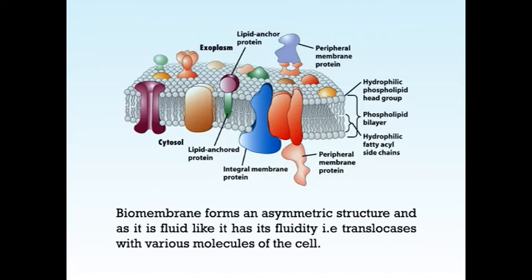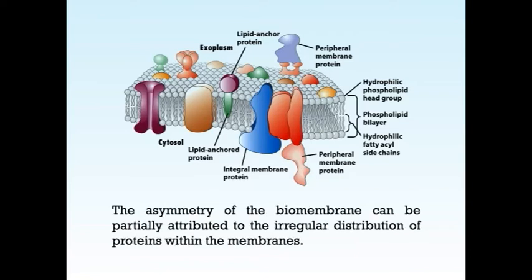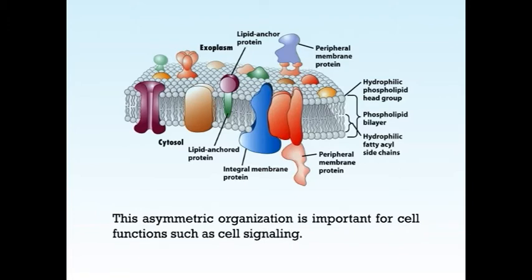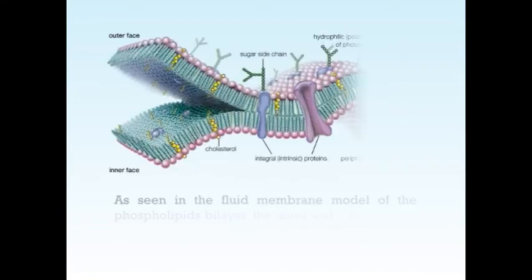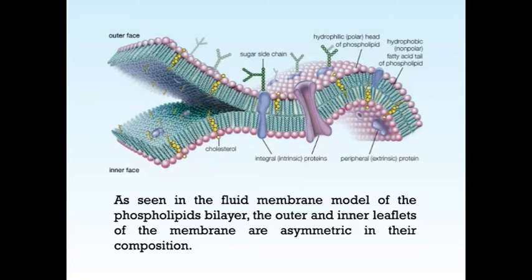Biomembrane forms an asymmetric structure, and as it is fluid-like, it has fluidity, that is, translocases with various molecules of the cell. The asymmetry of the biomembrane can be partially attributed to the irregular distribution of proteins within the membranes. This asymmetric organization is important for cell functions such as cell signaling. The asymmetry of the biological membrane reflects the different functions of the two leaflets of the membrane. As seen in the fluid membrane model of the phospholipid bilayer, the outer and the inner leaflet of the membrane are asymmetric in their composition.